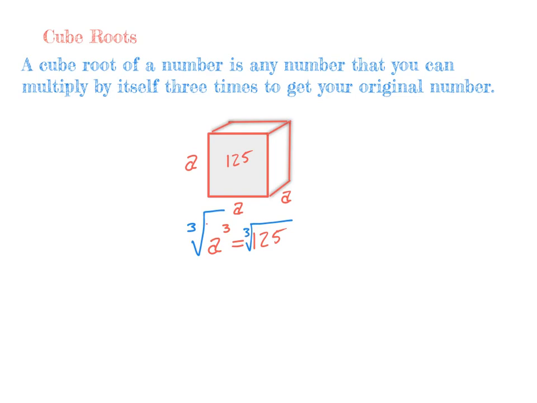And now this cancels out, and you have A equals the cube root of 125. And since you memorized these cubes, you also know that A will be equal to the cube root of 5 to the third power. Your exponent and your root cancel out, and now you have A equals 5.